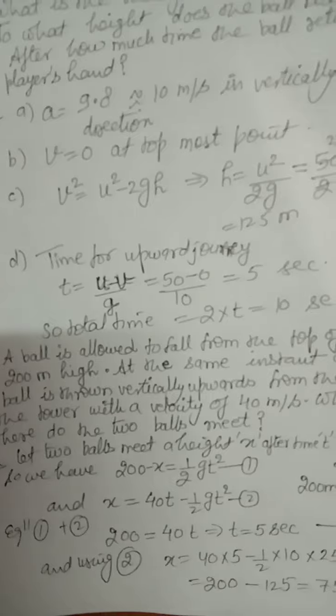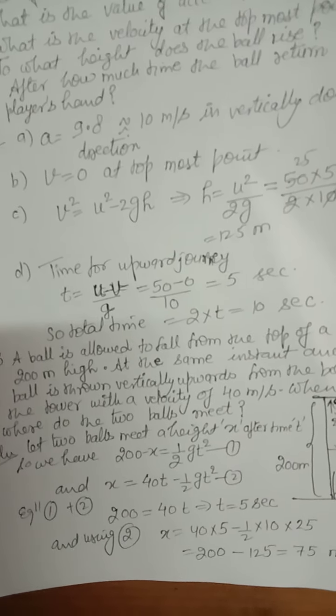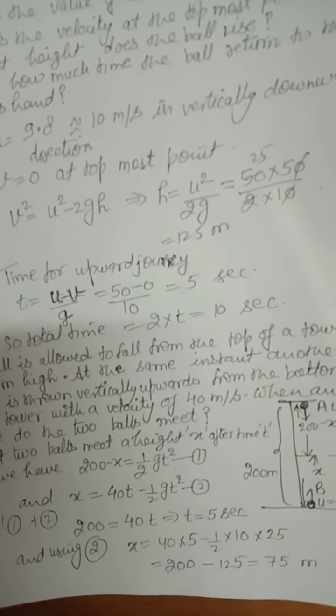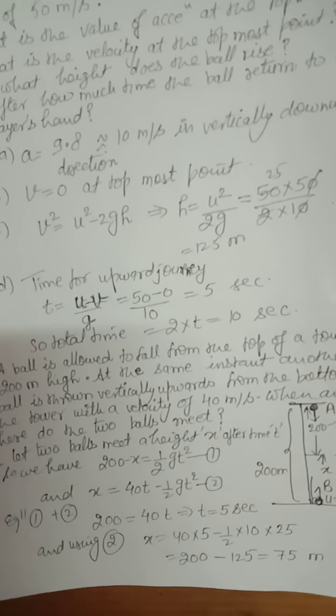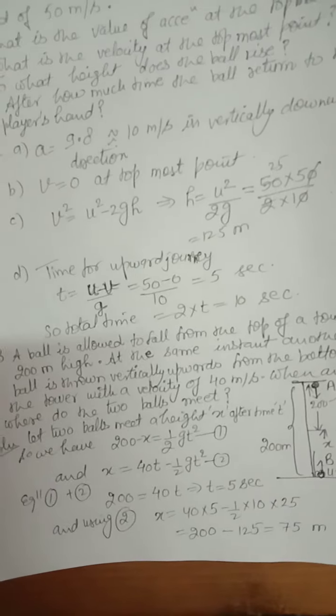And then time, for upward journey we can apply the formula v is u minus gt. So in this case value wise we get u is 50 meter per second, and time is what we have to calculate, v is 0 and g is acceleration due to gravity, that is 10. So on solving we get time for upward journey is 5 seconds. Now it will take the same time for coming back also. So total time after which it will strike the player's hand is 5 plus 5 means 10 seconds.